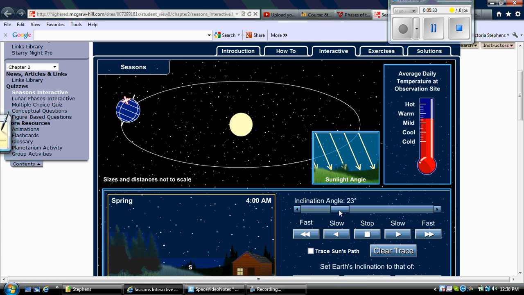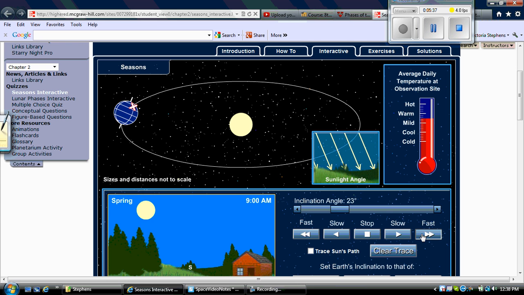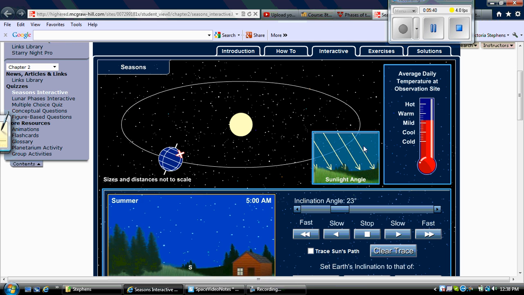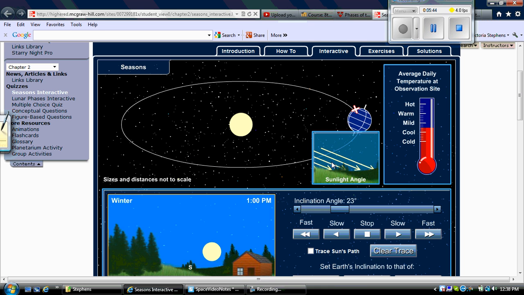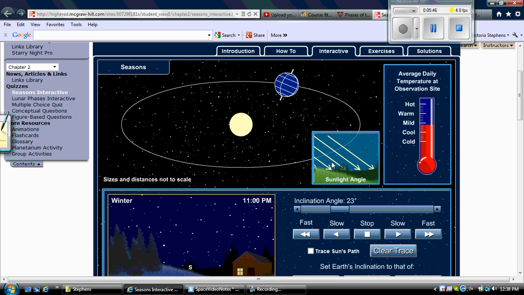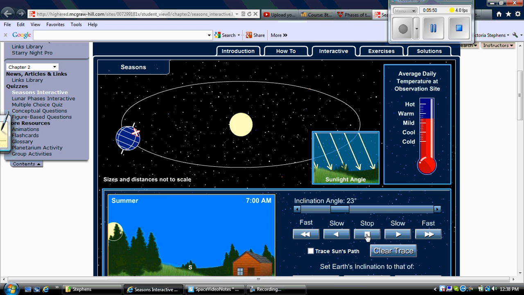Okay, so now I'm going to play it one more time at our tilt. Watch how the angle changes when we get tilted farther away. We receive indirect sunlight, less direct. As we start tilting more toward the sun, we're receiving more direct.